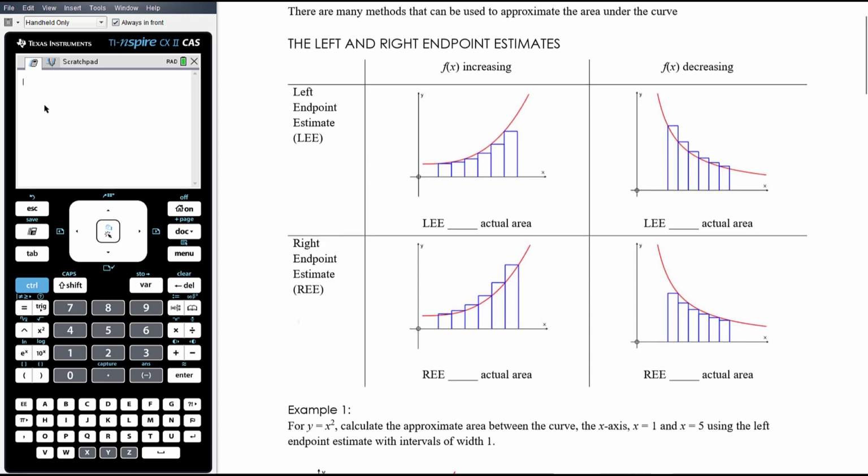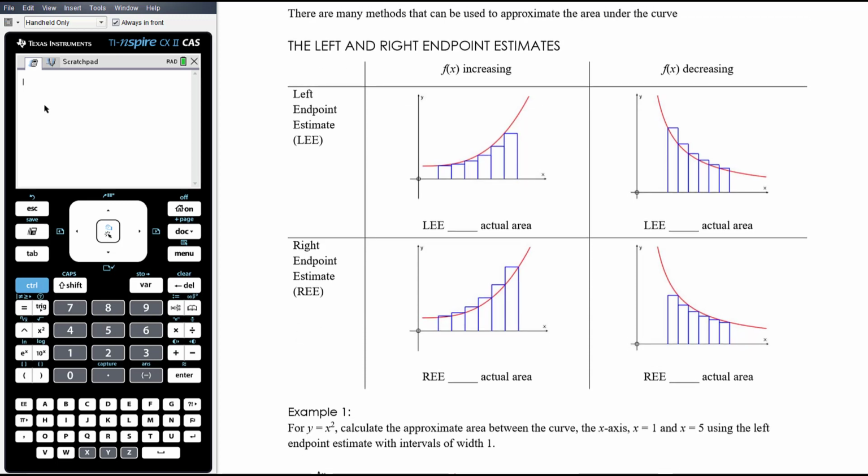And two common methods are using the left and right endpoint estimates. What we do when we use the left and right endpoint estimates is we break up the area under the curve into a series of rectangles. If it's a left endpoint estimate, the rectangles are drawn so that it is their left-hand corner that touches the curve. So the height of the rectangle is defined by the coordinates of the point at the left-hand side of the rectangle, whereas with a right endpoint estimate, it is the right-hand corner of the rectangles that will be defined by the y value of the function.